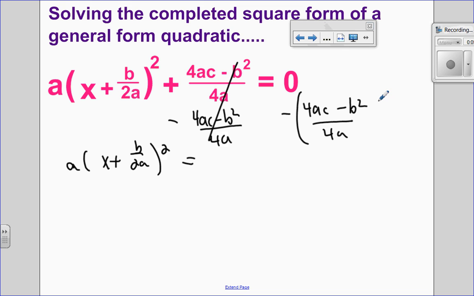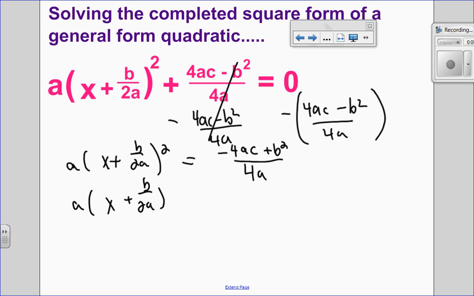Now we're subtracting this whole term, so I'm going to subtract it term by term. I'm going to subtract the 4ac and subtract a negative b squared, which becomes a positive b squared. Now again, let's flip that around so that my positive term comes first. So instead of negative 4ac plus b squared, I'll write it as b squared minus 4ac all over 4a.